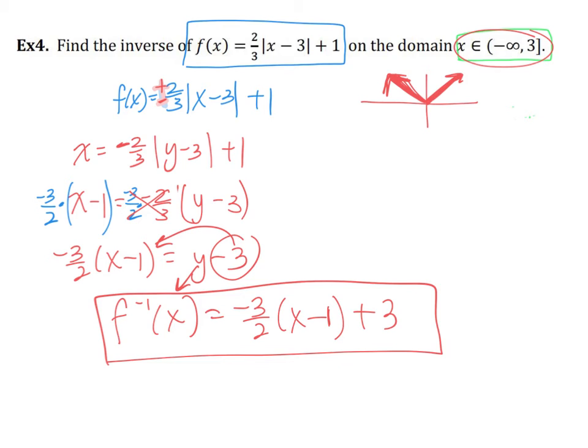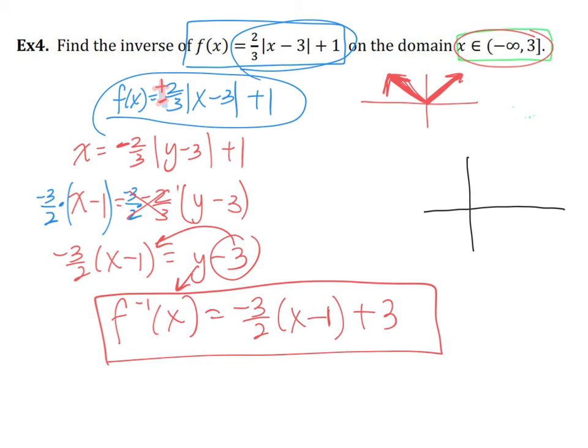Actually, it's not. We're missing something. So let's figure out why. If we look at the original function, it was this absolute value, go to the right 3, up 1. So here we have it. We are only taking the left-hand side due to this domain restriction, so I'm only going to go from negative infinity to 3.